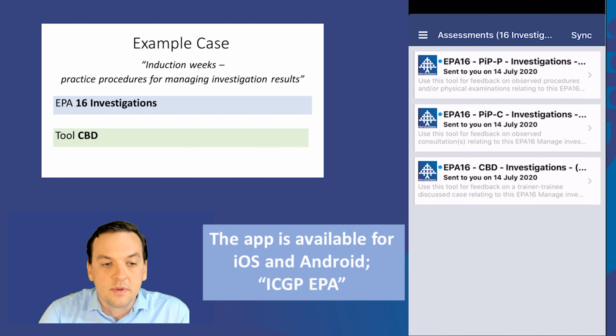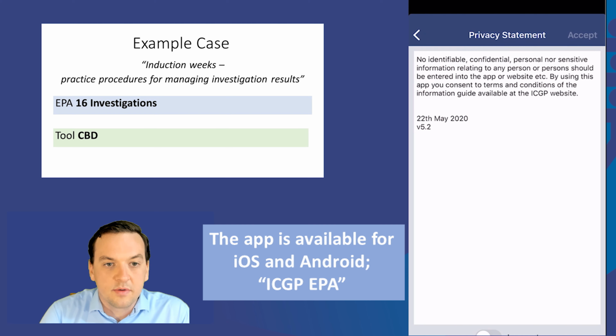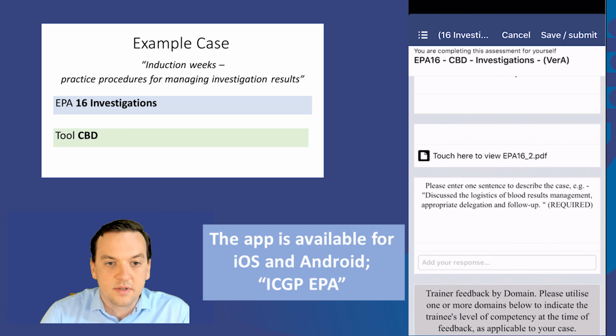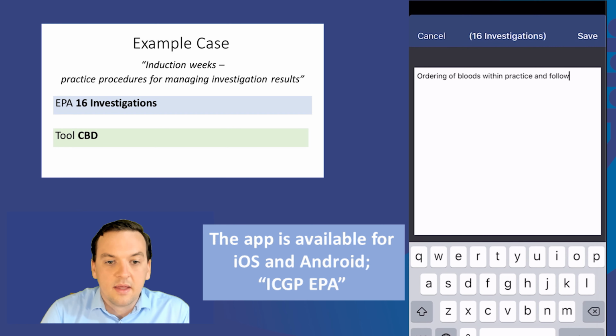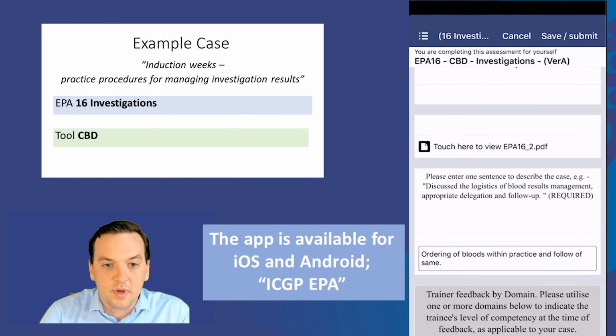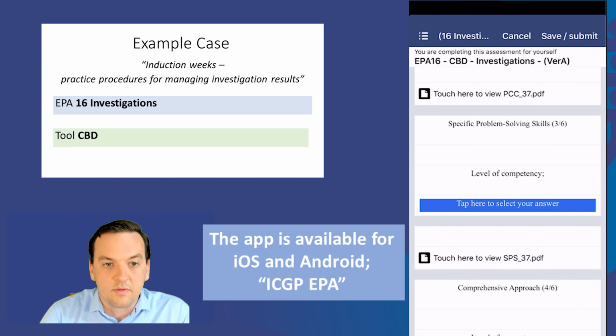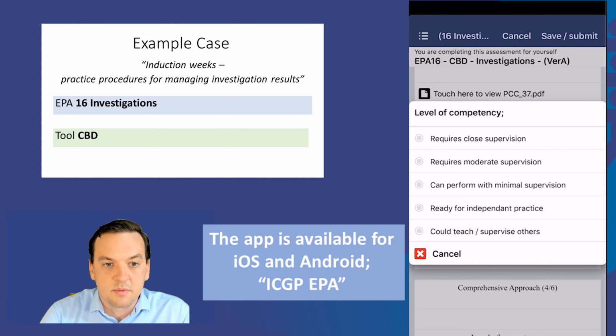When you open the tool, please agree to the terms and conditions, and then we're brought back to the pages that we're familiar with. The first field to be filled out is a brief description of the case, and the sequences in this video have been accelerated. Then we come down to trainer feedback by domain. I would suggest you start with specific problem-solving skills when using the app initially. We can give feedback saying that minimal supervision is required.